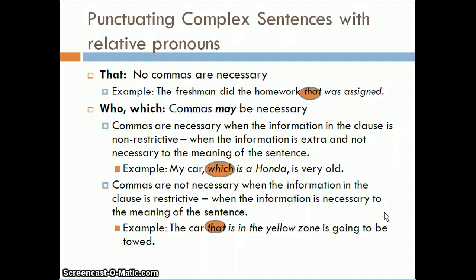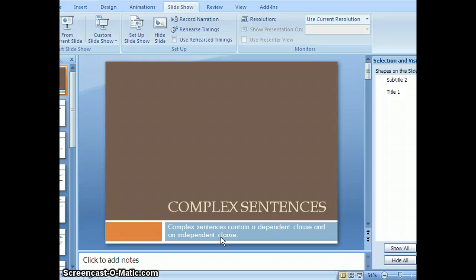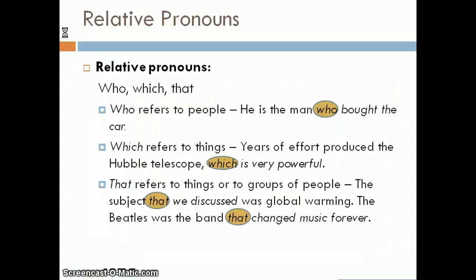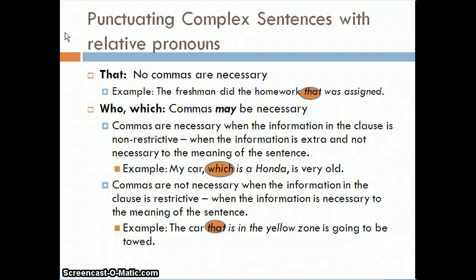On the other hand, commas are not necessary when the information in the clause is restrictive. That means when the information is necessary to the meaning of the sentence. So let's look at this example here. The car that is in the yellow zone is going to be towed. So our relative clause, our dependent clause, is right here. That is in the yellow zone. Here it is. The car that is in the yellow zone is going to be towed.